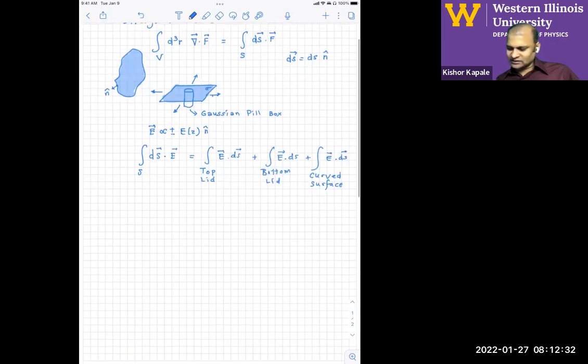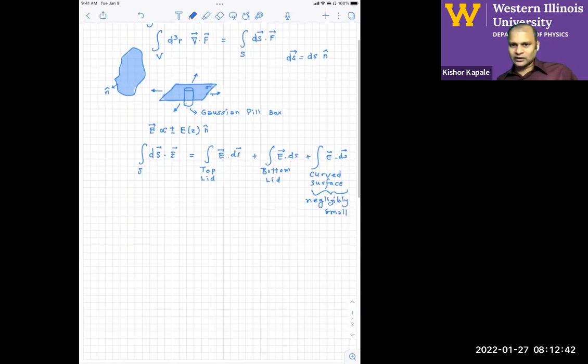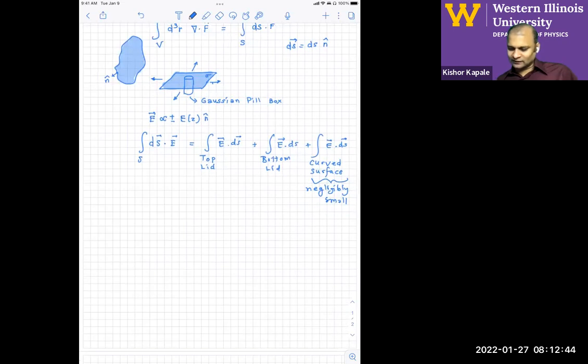And we take this to be negligibly small, right? Because we're taking the height to be very small. So we're going to ignore that part. So you just have to find the electric field due to the top lid and the bottom lid. Let's take the charge to be positive. So the electric field is directed away from the sheet. So above the sheet, it's going up. Below the sheet, it's going down. And so both the integrals would be positive.